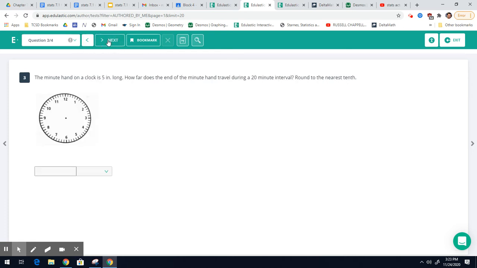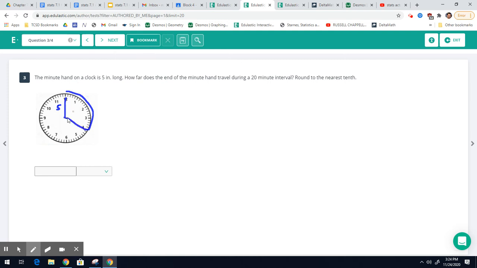Excellent. Next question. The minute hand on a clock is 5 inches long. How far does the end of the minute hand travel during a 20-minute interval, round to the nearest tenth? Okay, so what we're doing here is this is like an arc length, okay? So if I take this clock, right, here's my minute hand. This is 5 inches long. As it moves 20 minutes, right? So 20 minutes is 5, 10, 15. This would be 20 minutes.